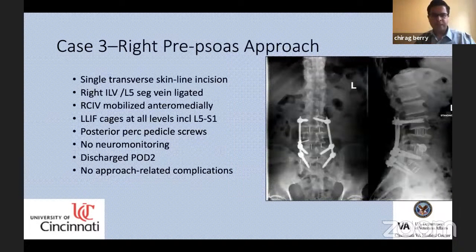This is how it ended up looking. I was able to use a single transverse skin line incision. I placed lateral cages at all 3 levels. The right iliolumbar vein, or the L5 segmental vein, needed ligation, and I was able to safely retract or mobilize the right common iliac vein. Then percutaneous pedicle screws from the back, no neuromonitoring. The patient went home on day 2 without any approach-related complications. So these are the examples.